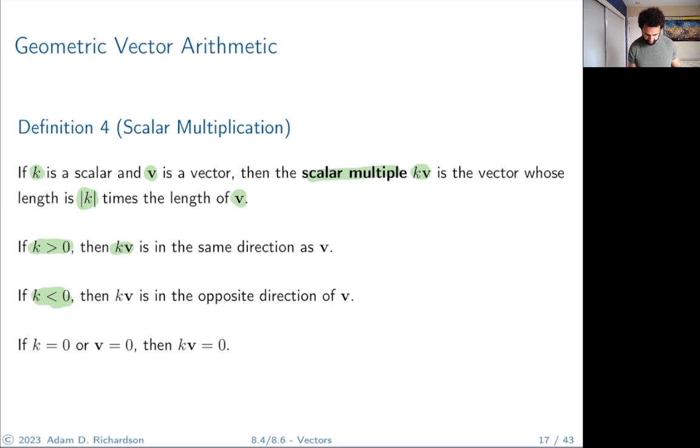Now, if k is 0, or if v is the 0 vector, oops, that should be bold right there. If v is the 0 vector, then kv is the 0 vector. That should be bold too. I'll fix that in the slides. There's a distinction between scalars and vectors. They are not the same thing, so it's important to use the notation appropriately and consistently. I apologize for that.